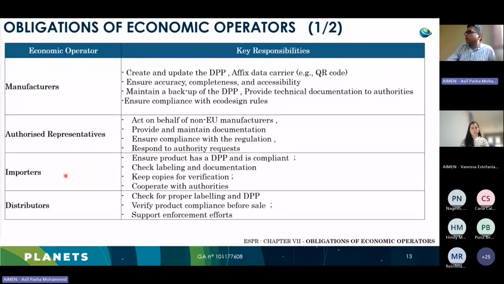And then we have the importers, who ensure the product has the DPP and is compliant, check labeling and documentation, keep copies for verification, cooperate with authorities. And then we have the distributors who should check for the proper labeling, verify product compliance, support enforcement efforts. So yeah, some of them are repeating here, but the idea is that for each of the economic operators identified in the ESPR, they will have to follow certain guidelines.